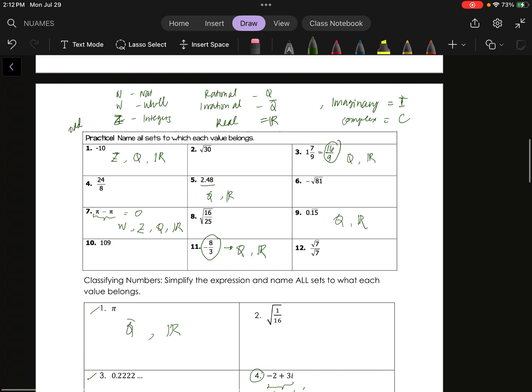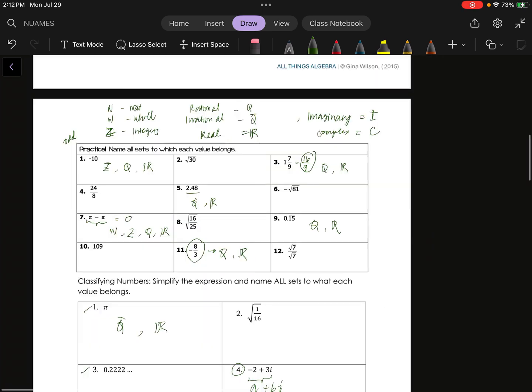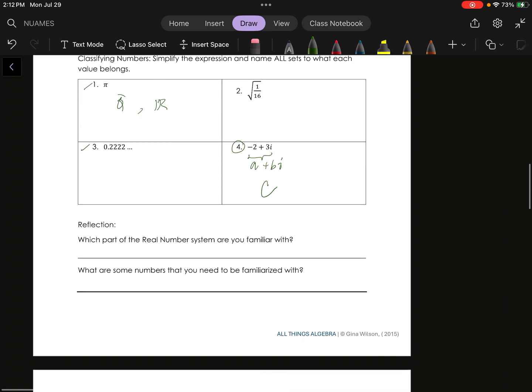So again, in these notes, I would like you to practice everything that you could answer for all the rest of the even numbers. And I want you to reflect on the following questions. Which part of the real number system or the complex number system are you very familiar with? You mean you're very confident in solving, simplifying, stuff like that? You could write it on there.